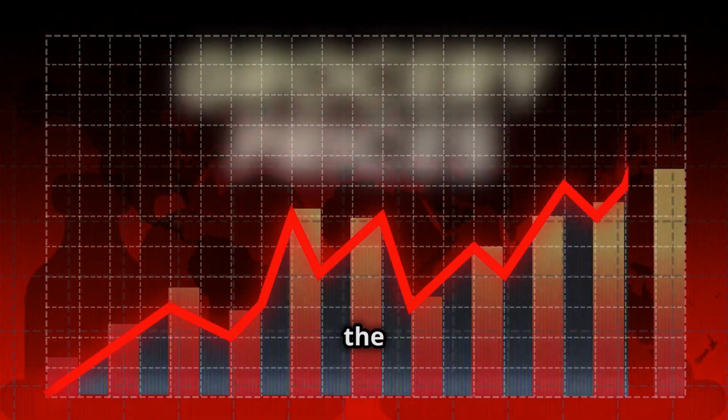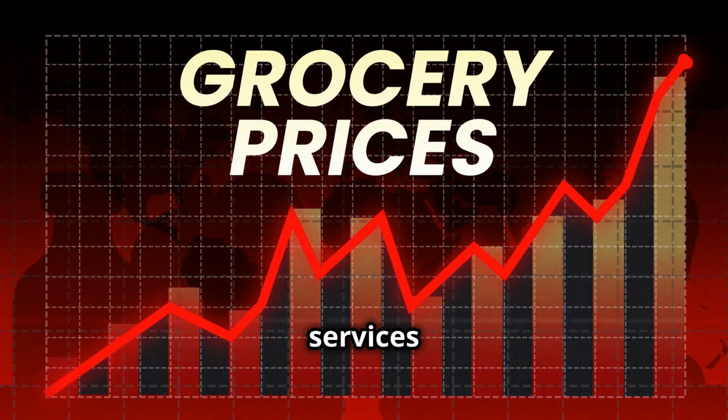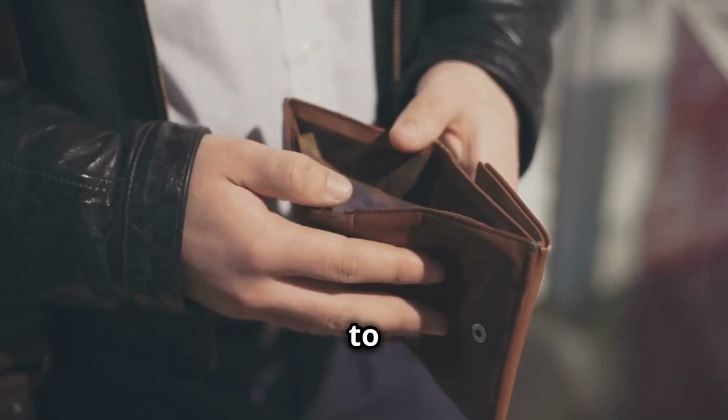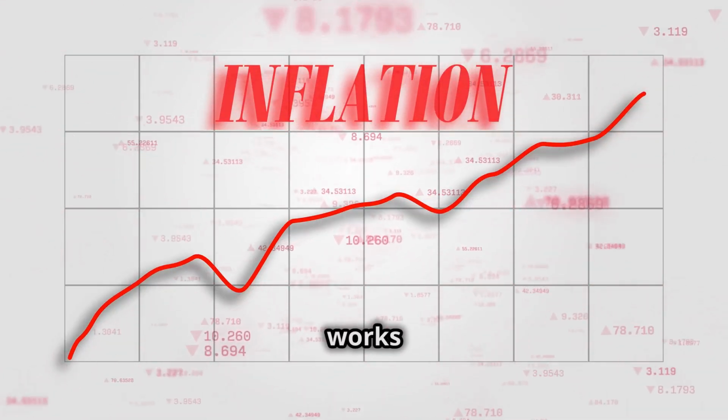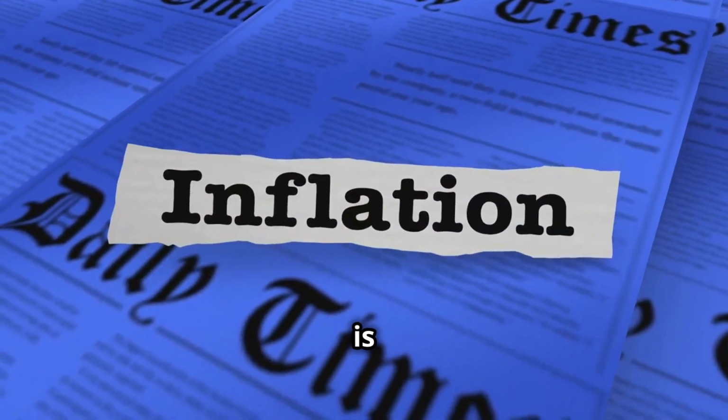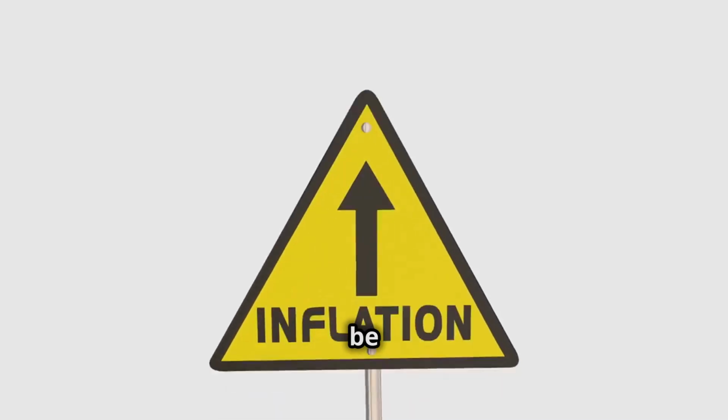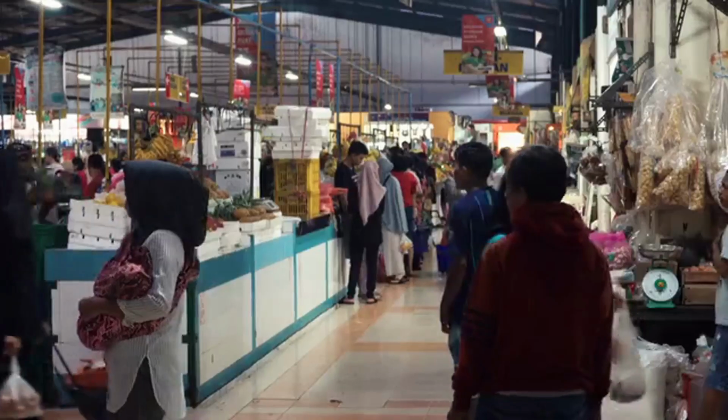Inflation is the rate at which the general level of prices for goods and services rises over time, leading to a decrease in the purchasing power of money. Here's a breakdown of how inflation works. Inflation occurs when there is an imbalance in the economy, and it can be driven by several factors.